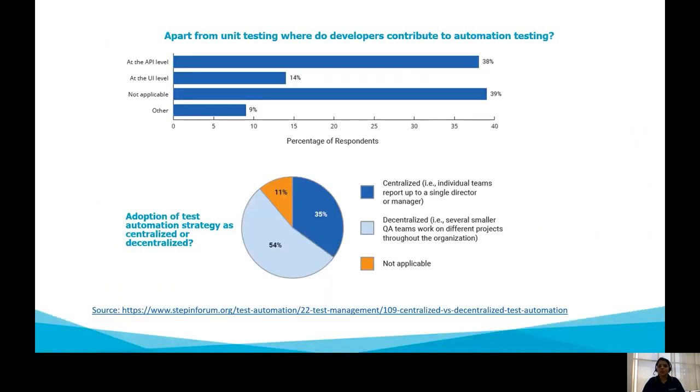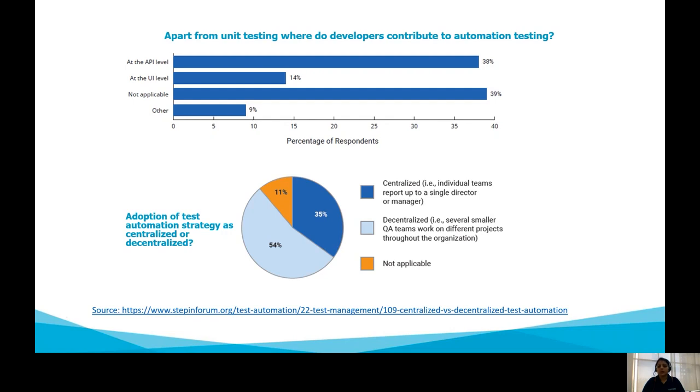The next question posed to the respondents was, beyond unit level testing, where do developers tend to contribute to automated testing the most? The answer shouldn't be surprising, as most respondents mention it as API level, which makes sense as quality assurance folks mostly require a lot of information and inputs from developers before they can automate the test process for APIs.